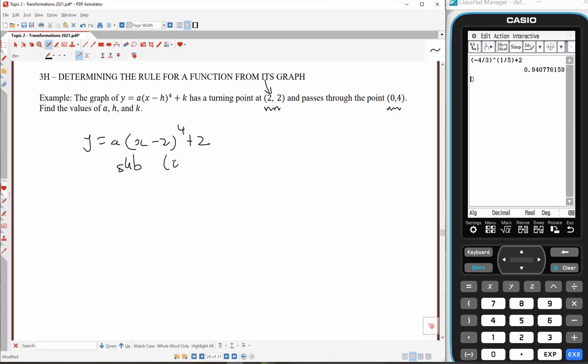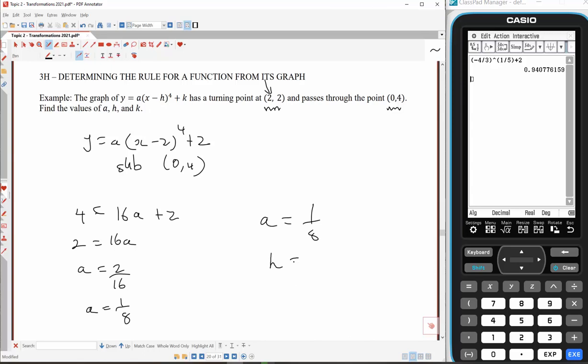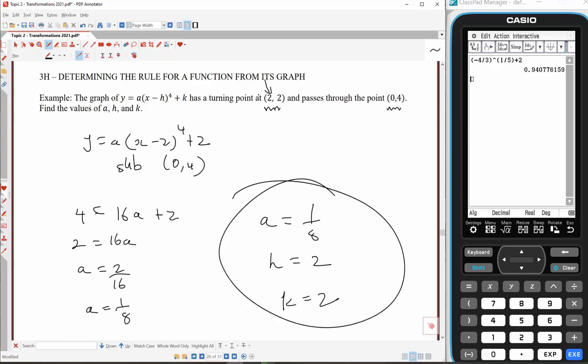Sub in (0, 4): 4 equals a times (0 take 2) to the 4 plus 2. Negative 2 to the 4 is 16. That's going to be 16a plus 2. 2 equals 16a, so a equals 2 over 16. a equals an eighth. Okay, so values: a equals an eighth, h equals 2, and k equals 2 as well. There's our values.